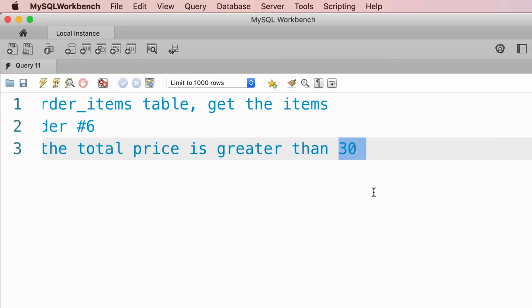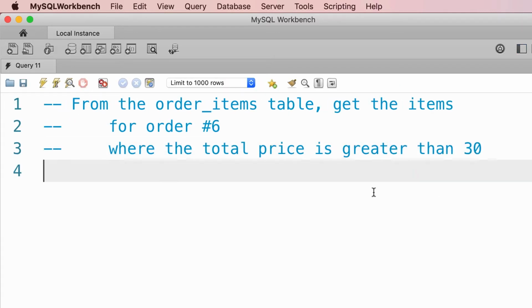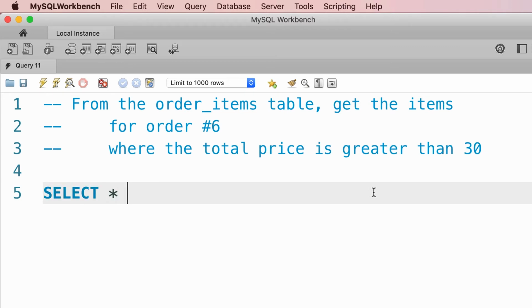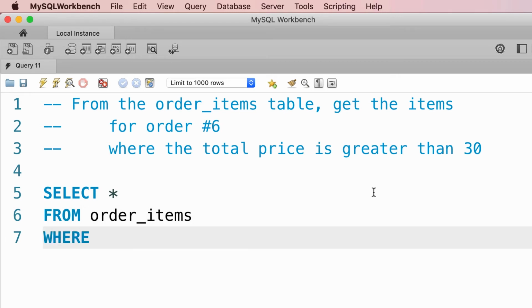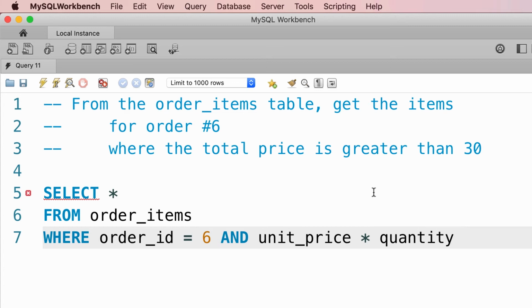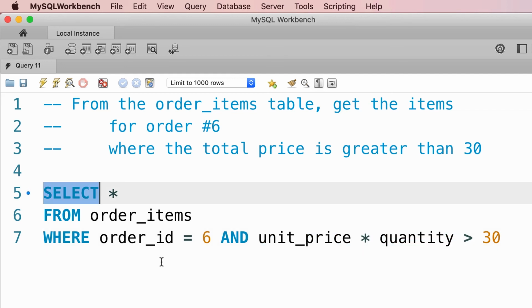So let's go ahead and write this query. Select star from order items, where here we need two conditions. One is for the order, so order underline ID should be 6. And the second condition, we want to calculate the total price. So we get the unit price, multiply it by quantity, and this value should be greater than 30. So as we can see, we can use an arithmetic expression in a where clause. It's not limited to the select clause, okay?